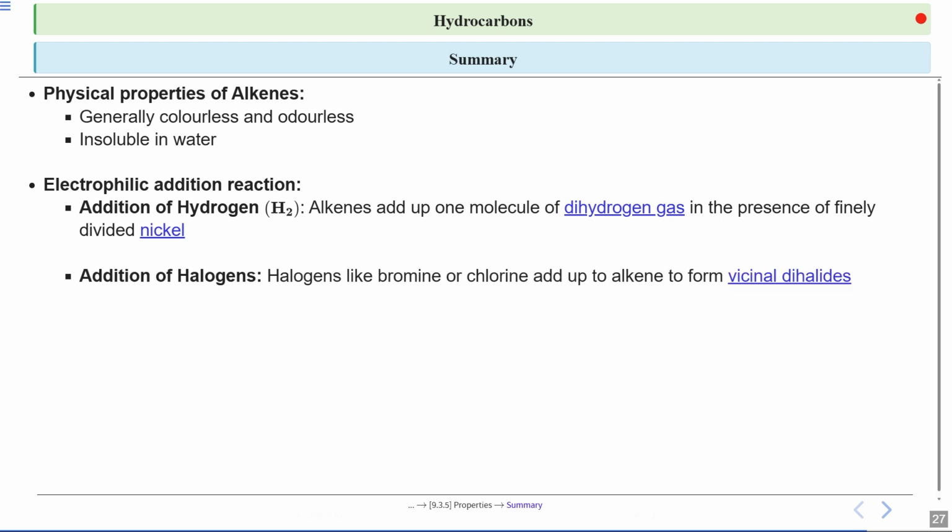Next, we have addition of halogen, such as bromine or chlorine. When these halogens react with an alkene, they add across the double bond to form what we call vicinal dihalide, where the two halogen atoms are attached to the adjacent carbon atoms.